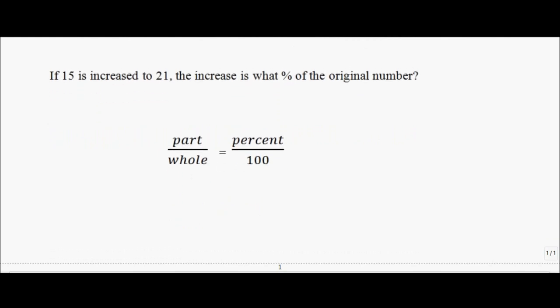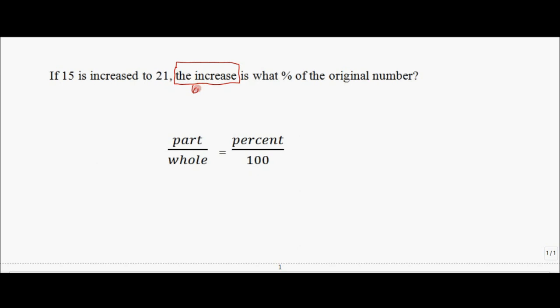Again, 15 is increased to 21. The increase is what percent of the original number? Not only do we need to figure out what these things are, but we need to dissect this a little further before we can even do that. It says that if 15 is increased to 21, the increase, well, what is the increase? We can figure that out, not the percent, but the actual increase. 15 to 21, well, that's an increase of 6.